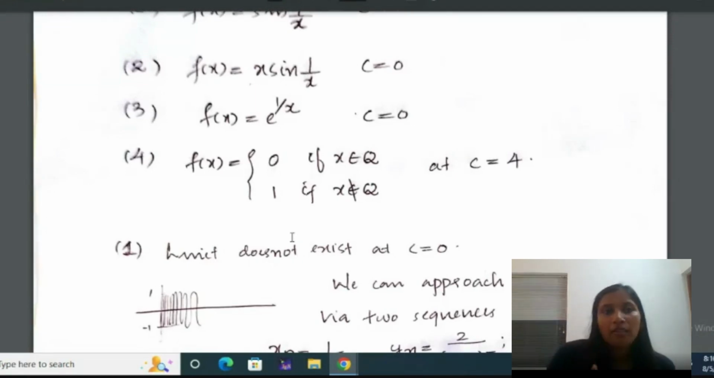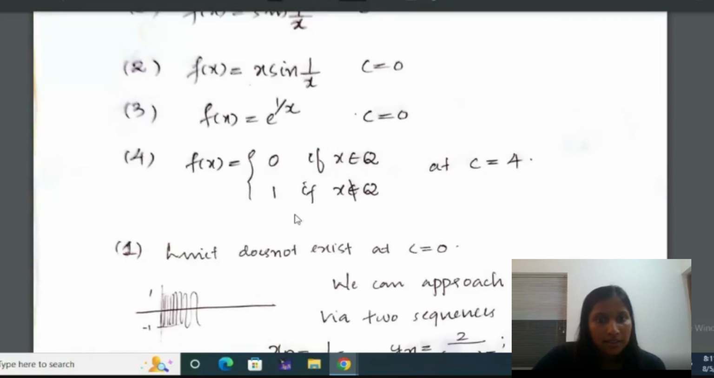Okay, we have the theorem called the density theorem. That is, in the real line, rational numbers and irrational numbers are dense in R. That is, if we take any two real numbers, there will be a rational number between them, and also there will be an irrational number between them. So if we take any point, for example c equal to 4, we can find a rational sequence as well as an irrational sequence which converges to c.